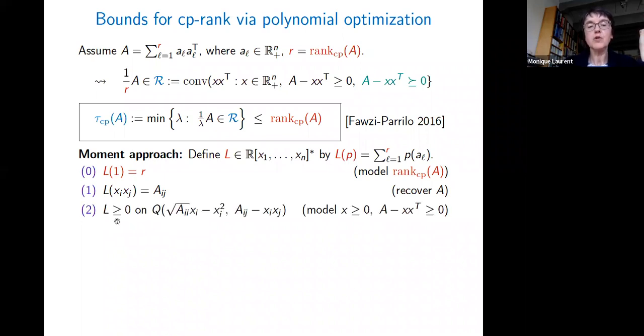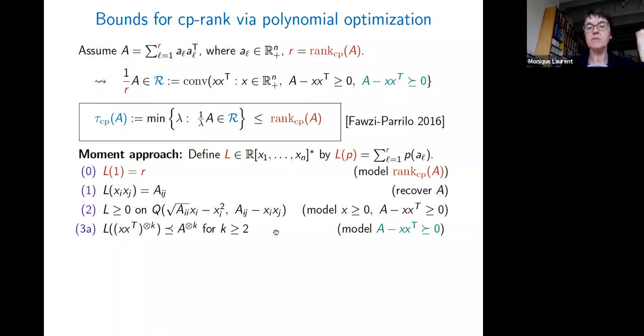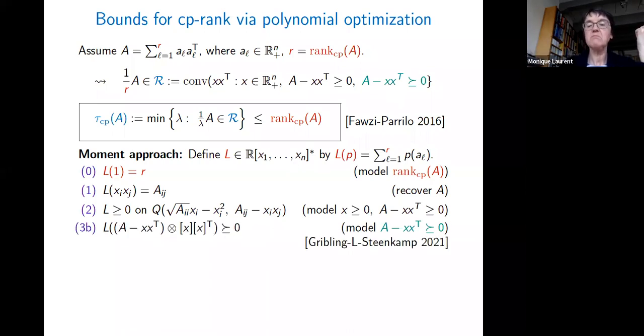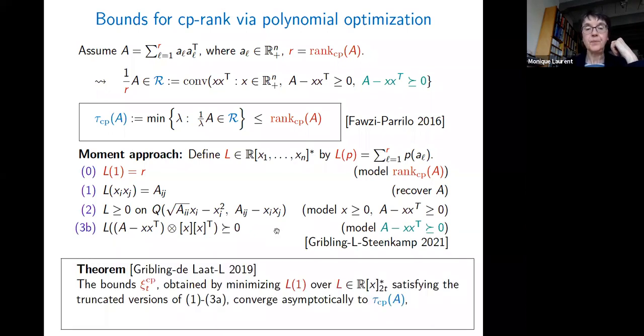You can impose that L is non-negative on the quadratic module generated by certain polynomial constraints, which are designed so as to model the non-negativity constraints on X, and the fact that XX transpose should be at most A coordinate-wise. And finally, we only now need a way to encode these PSD constraints. And here is a possible way to do this, a tensor way, or another way to do it as we recently found.